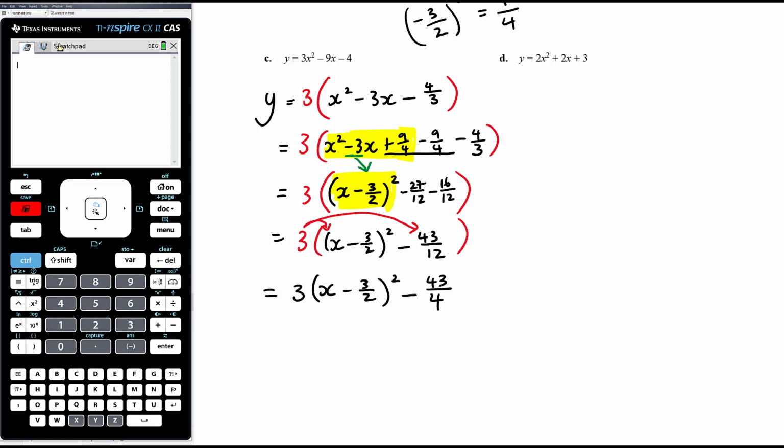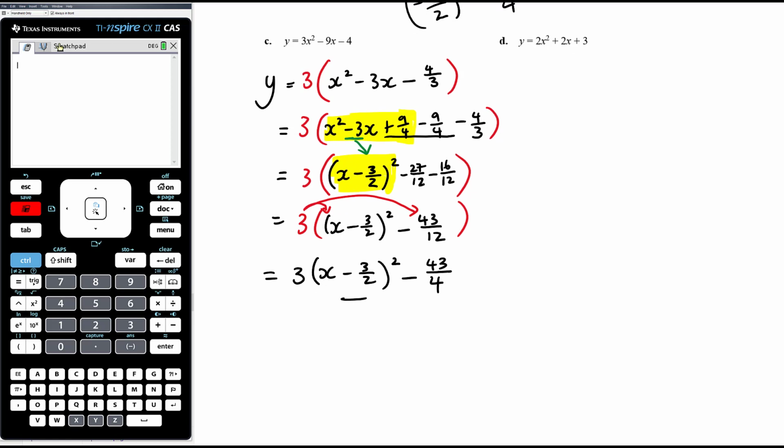So there's my function in turning point form. Dilation by 3 from the x-axis, translation to the right by 3 on 2, translation down by 43 on 4. And so therefore our turning point is all about those translations. If we've moved to the right by 3 on 2, the x-coordinate of the turning point is at 3 on 2, and down by 43 on 4, the y-coordinate of the turning point is at negative 43 on 4. Okay, last example here.